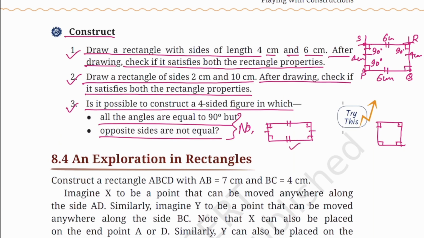You can see here only rectangle and square are the two figures where corner angles are each 90 degrees and opposite sides are equal to each other. It is not possible to draw a figure such that its corner angle is equal to 90 degrees but opposite sides are not equal.